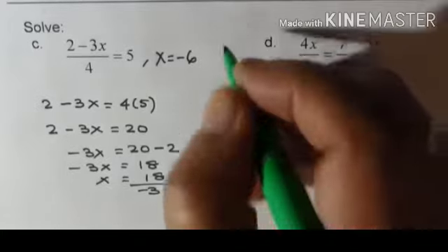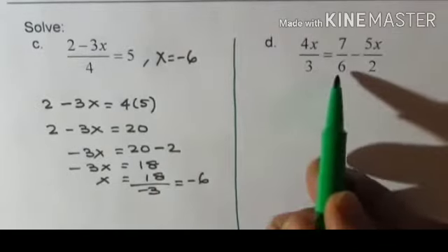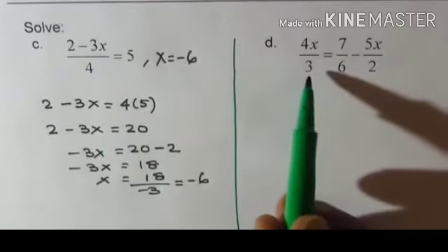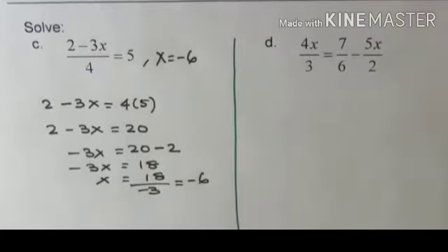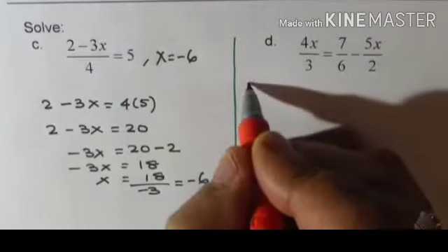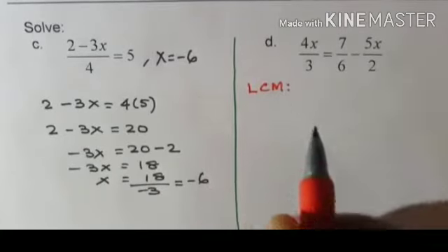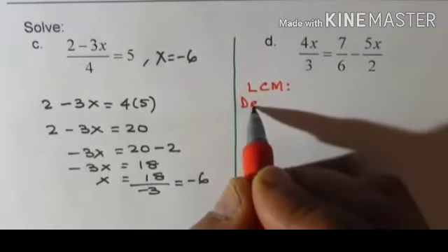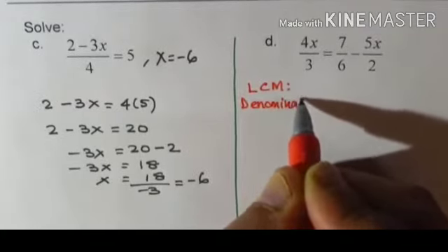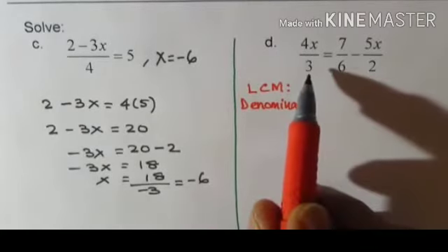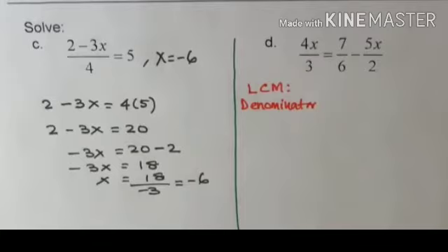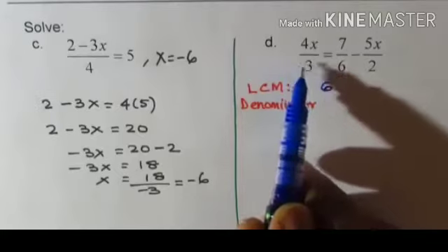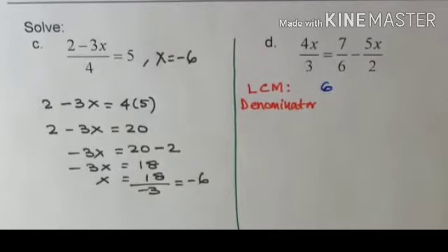Next one. Now here what we see is that we see 3 different terms. So this technique is not going to work. We have to find the lowest common multiple. So in this case, what is the LCM? We are using the second strategy. We are finding the lowest common multiple for the denominators. So 3, 6 and 2, the lowest common denominator is 6. So we are going to multiply each term by 6. Right? So let's rewrite this.